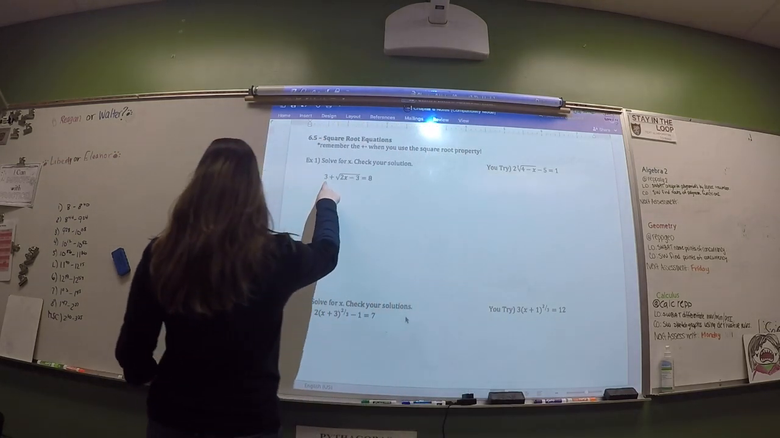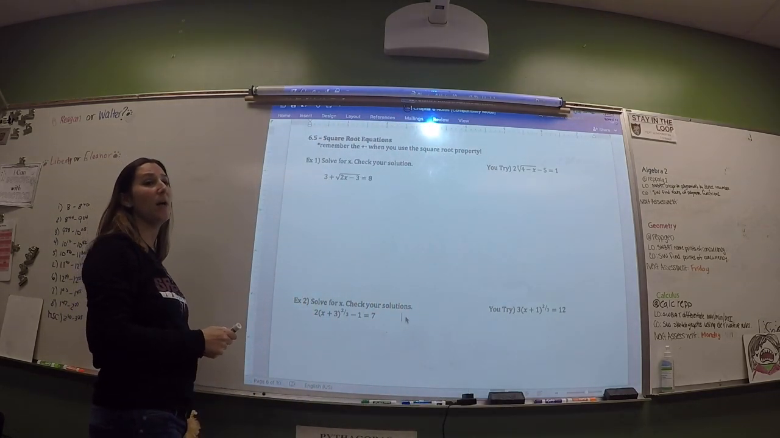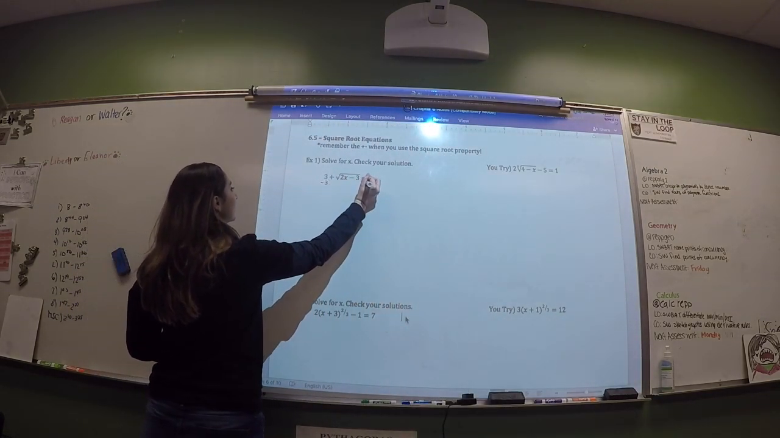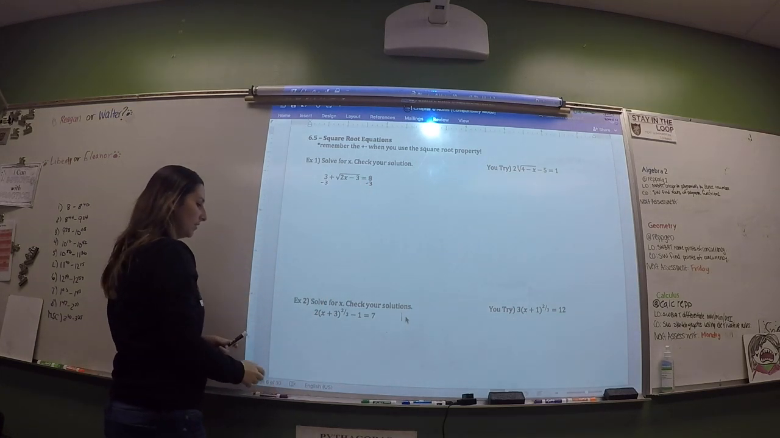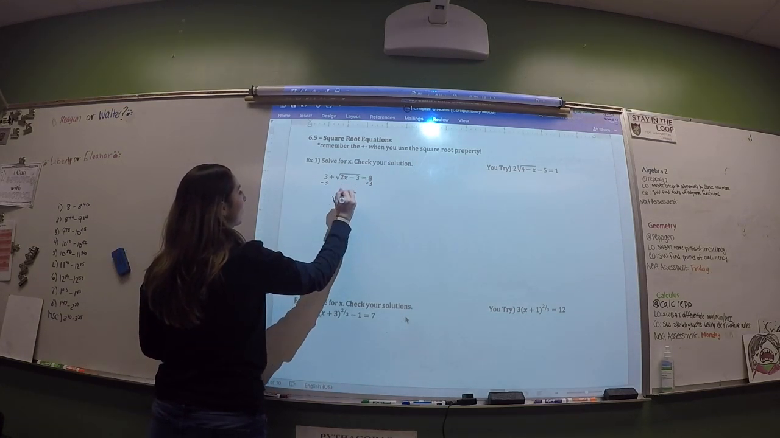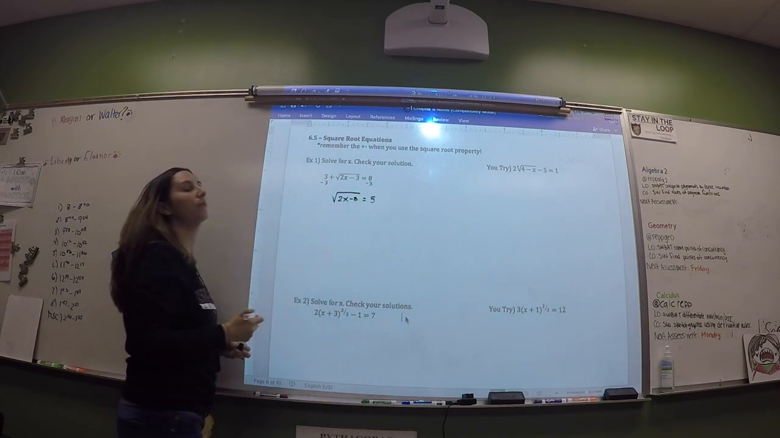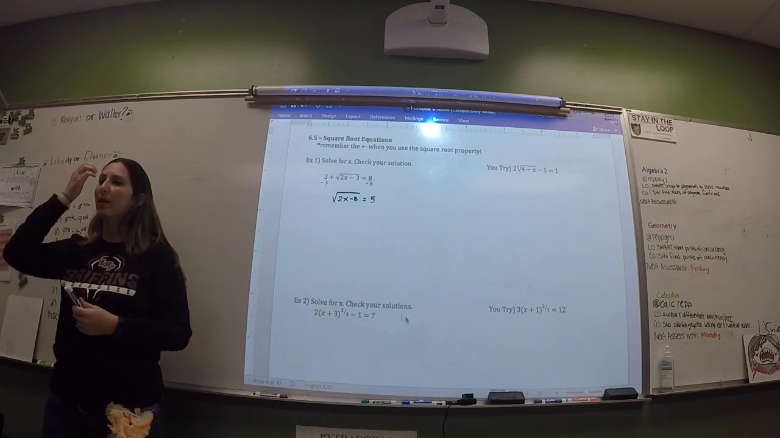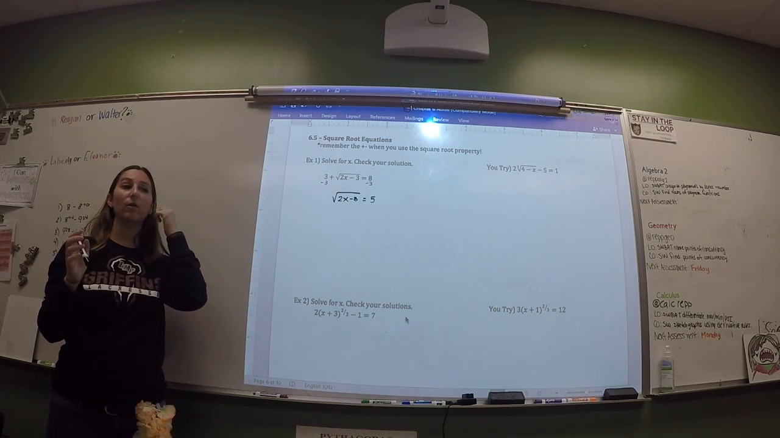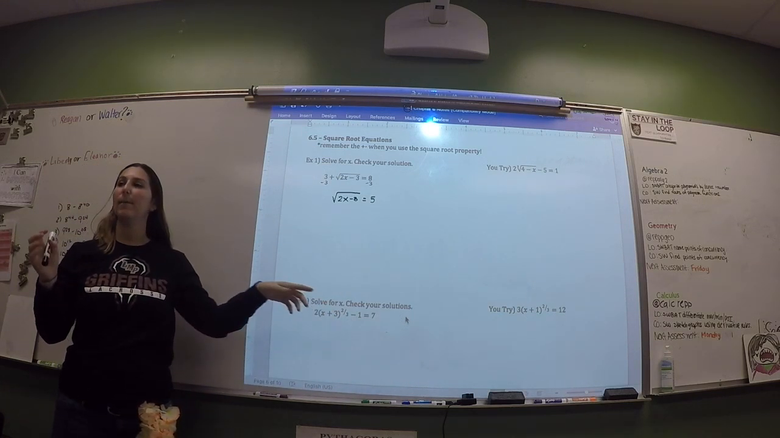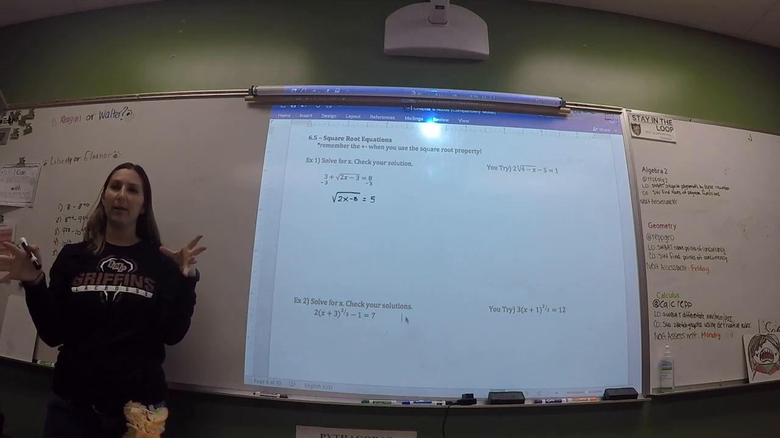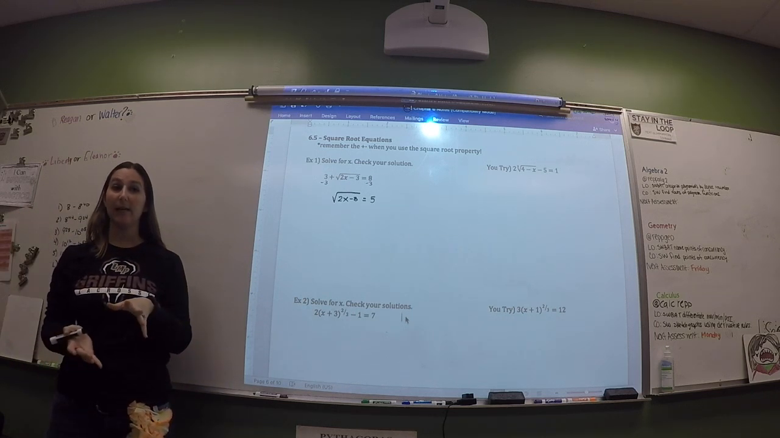Alright, so we're going to get rid of this 3 by subtracting it because it's positive. So we're subtracting 3. So that gives me the square root of 2x minus 3 equals 5. Okay. Now once you have the radical or whatever it is, rational exponent, by itself, you're going to get rid of it using different techniques, okay?